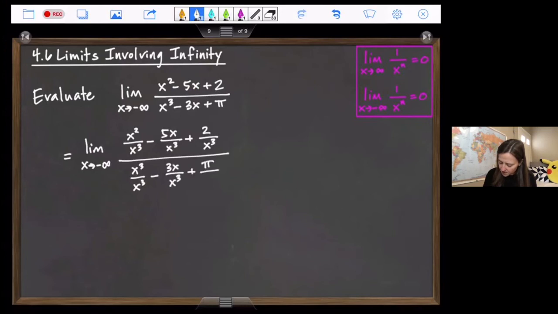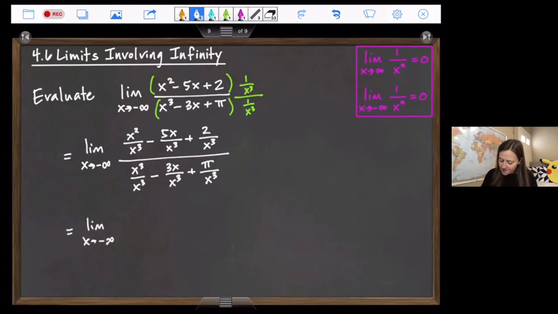Pi, what the heck is pi doing here? All right, and then we'll be able to reduce a little bit. And again, remember, all I've done here is multiply the top by 1 over x cubed, and I did the same thing on the bottom, 1 over x cubed. And then I just distributed it to every part of the problem. All right, so simplify a little bit. Limit as x goes to negative infinity. Never stop writing your limit.